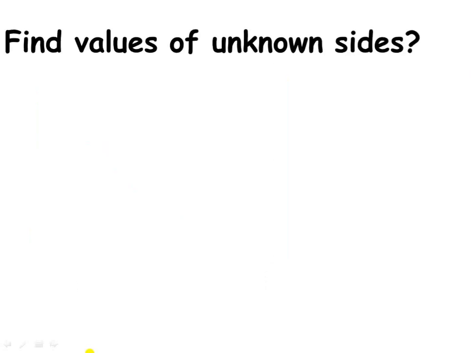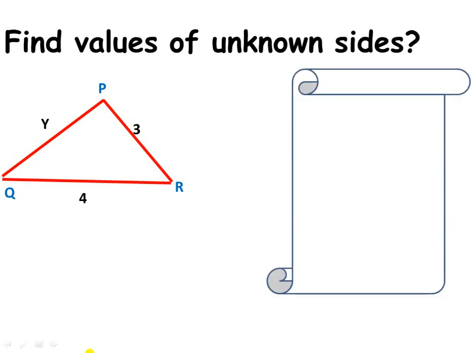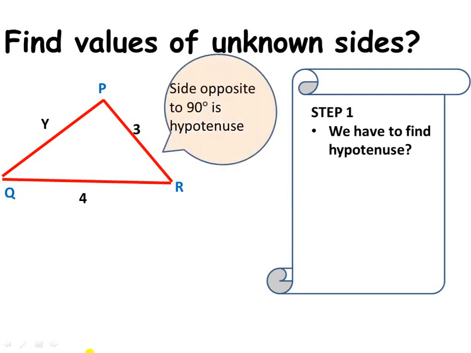One more example. Triangle PQR is given, while its dimensions are PR is 3, QR is 4, and PQ is Y. And we have to find the unknown, meaning Y is unknown. So again, same steps. We have to find the hypotenuse.